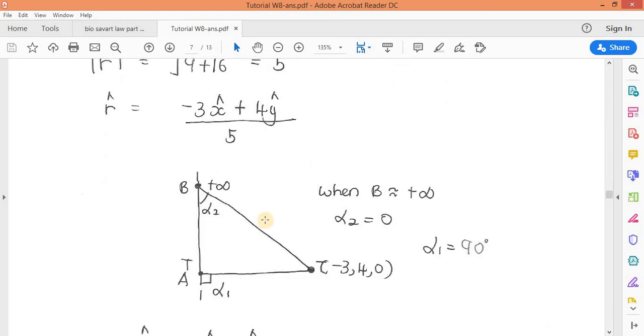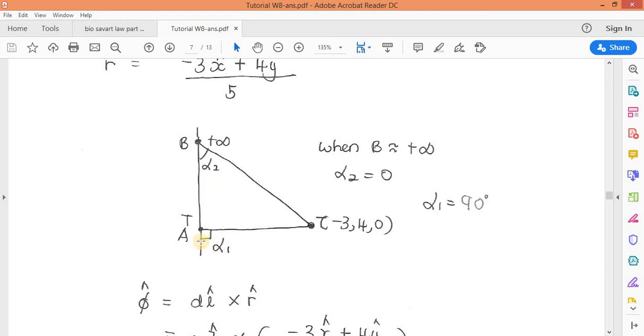So here I redraw the diagram. This diagram is drawn in 2D, so it will be easier for you to illustrate. This is point T, which is (0, 0, 0), and this is the observation point, which is (-3, 4, 0), and this is point B, which extends to infinity. So alpha 1 is the angle attached to point A. Here I label point A because it has a smaller value compared to point B, which extends to infinity, and this one will be your alpha 2.